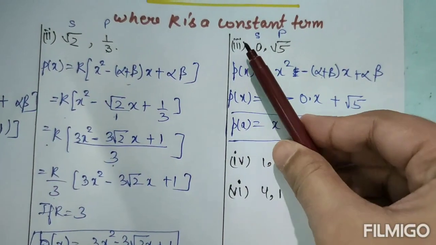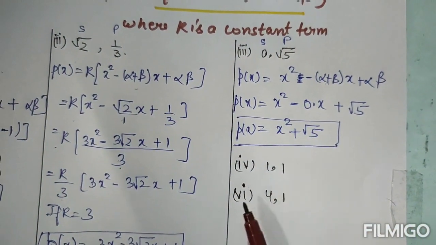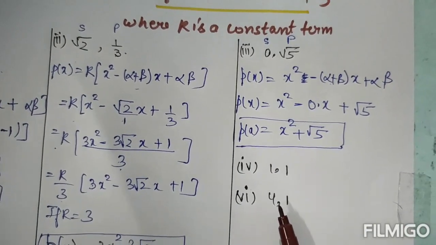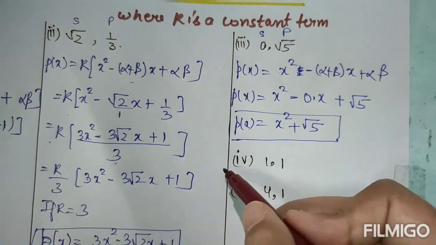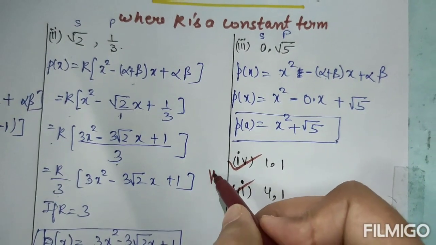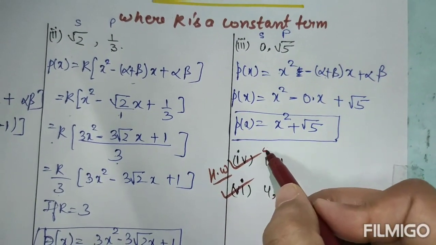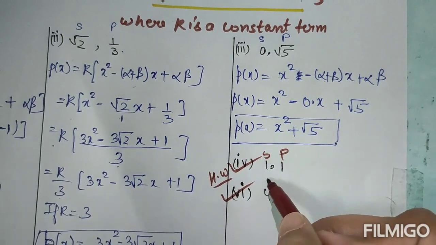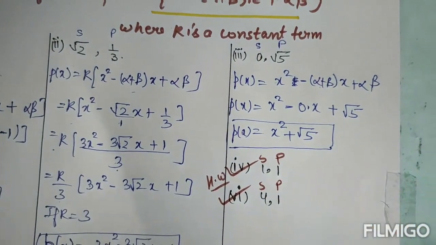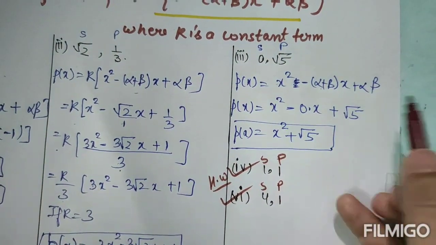Look, up to the third part I have done. The fourth part and sixth part are both your homework. You have to do them yourself. You can see here the sum is given 1, product is 1. Here the sum is 4 and product is 1. So simply you have to use this formula.